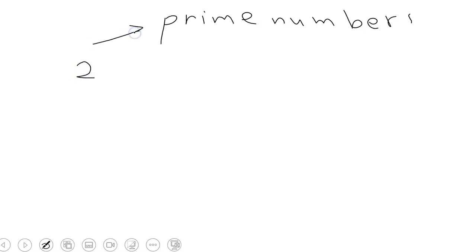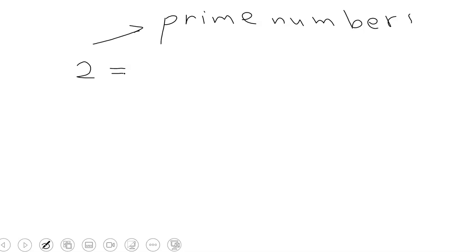Let us start with prime numbers. Prime numbers are the numbers that have only two factors, one and itself. I will give you an example. For example, number 2. 2 is a prime number. Why is it a prime number? Because I cannot write it as a product of many factors. It has only two factors.